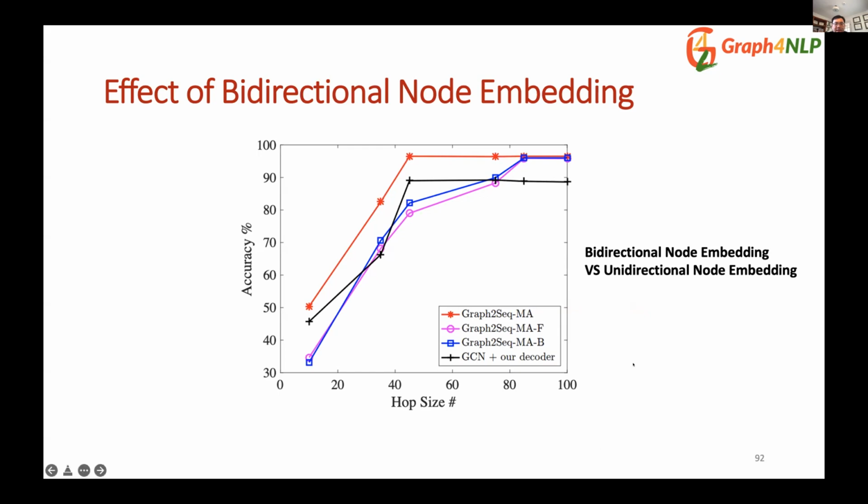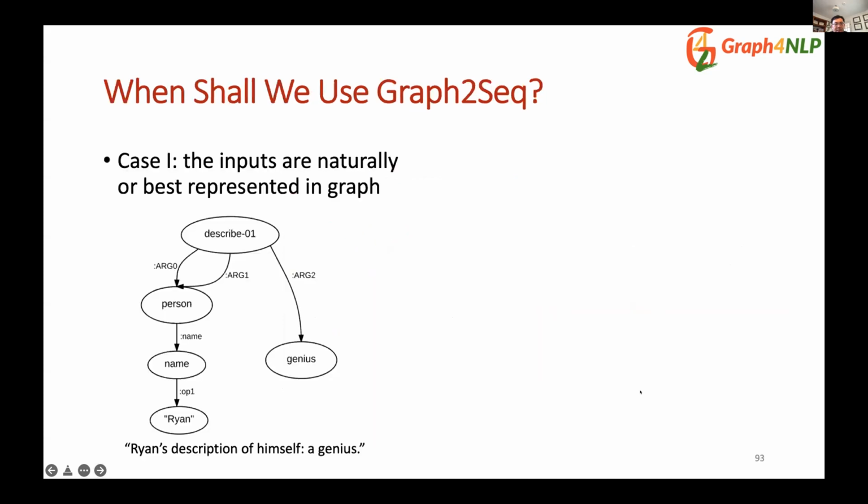This is a further study comparing bidirectional node embedding to unidirectional node embedding. We can see that when the hop size or layers increase, the accuracy of each method increases significantly. But the bidirectional node embedding method always performs better. That's really because it can learn information from both sides. But at some point, once each algorithm has reached the context of the full graph, the performance will converge to a similar level.